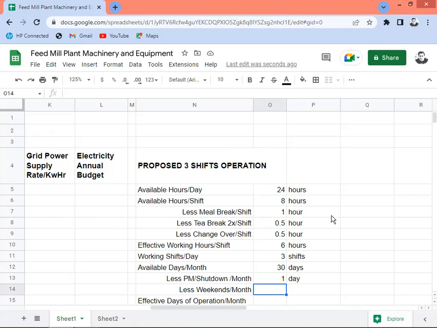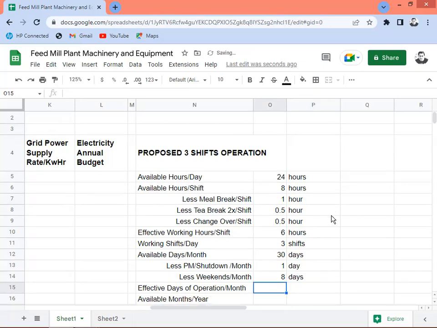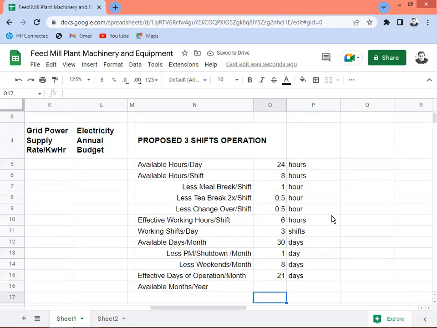There are 4 weeks in 1 month, so therefore that would be 8 days off, right? Okay, total of 8 days. Therefore, our effective days of operation is only 21 days, right? Because we're going to get 30 minus 1 day minus 8 days. That would be 21 days. And then available months in 1 year is 12 months, right? 12 months.